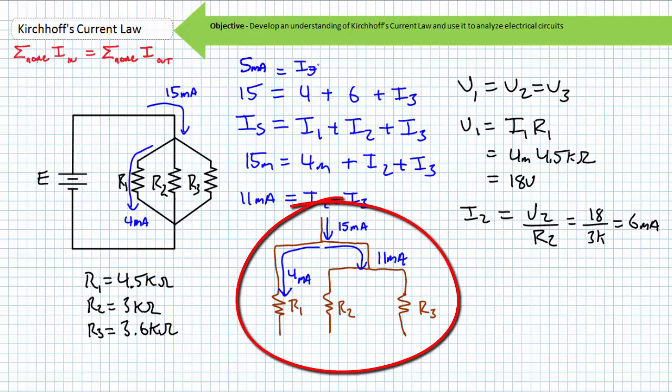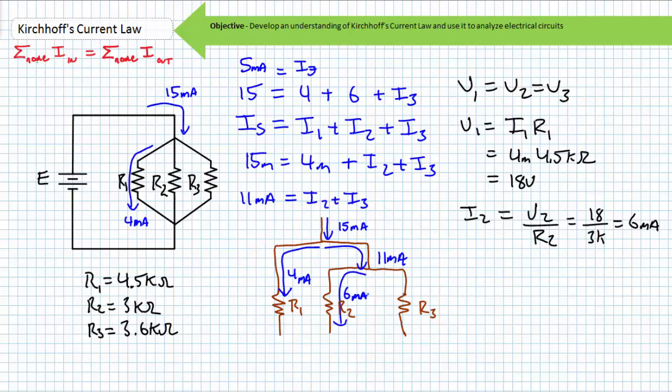Again, it may help to visualize this KCL equation using an alternate depiction of the same parallel circuit. Having solved for I2 using Ohm's law, we can substitute this into this second KCL equation, and again solve for I3, where I3 is the remaining 5 milliamperes.